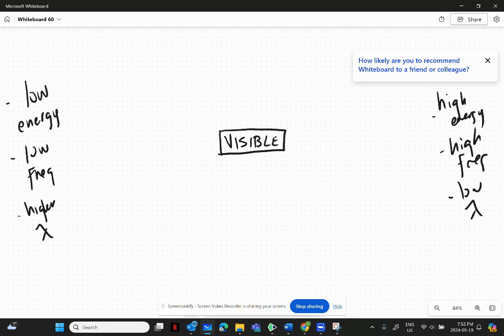Now you do have to remember which end of your visible is higher energy and lower energy. So that is something that you do have to memorize a little bit. The way that I usually explain it with students is like we know that there's the red and the violet end, right? Roy G. Biv. So one end is going to be lower energy, one's going to be higher energy.